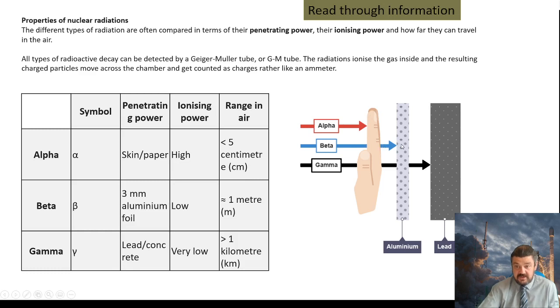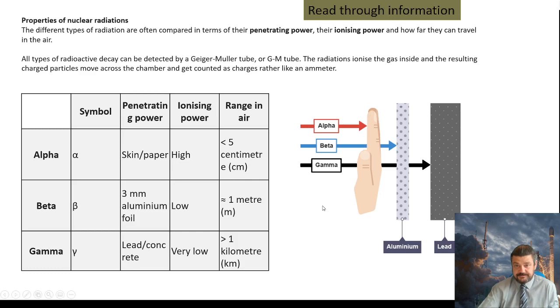And then we've got our gamma decay. Its penetrating power: it will stop at lead and concrete. It's got very low ionizing power, and it has a range in air of 1 kilometer. So again, if we go back to our mock-up, we've got gamma, it goes through your hand, through the aluminium, and stops at lead. Okay. However, in terms of the three, it doesn't cause much damage.